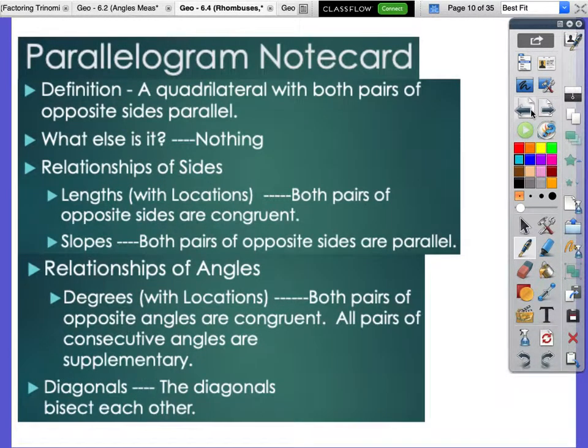Okay, does everyone have stuff with the parallelogram? Good with parallelogram? Yes, I want you to have to think at the bottom about diagonals.